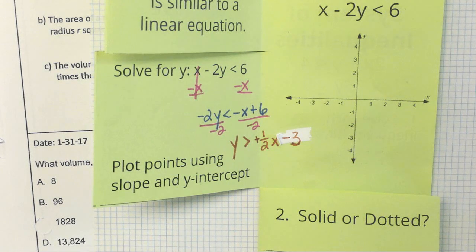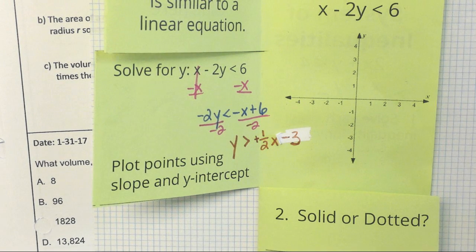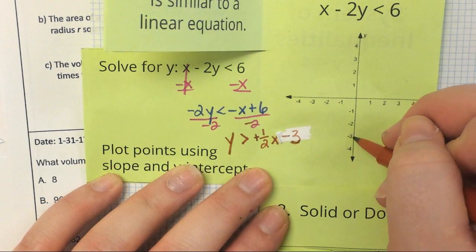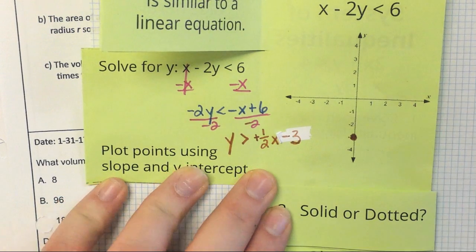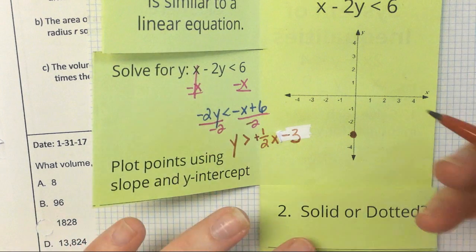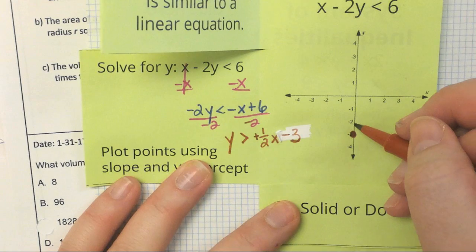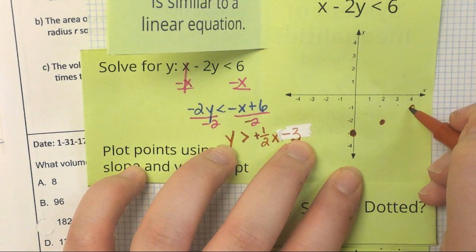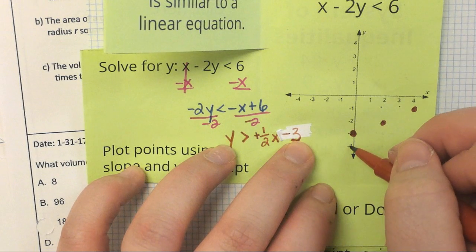Okay, our next step is to actually graph. That's why it says plot points using slope and y-intercept. I have one person in this room who's putting the y-intercept on the x-axis. Make sure when it says -3, you go down to -3 on the y-axis and put your point. And then the slope is 1/2, so up 1 over 2. Down 1, left 2.